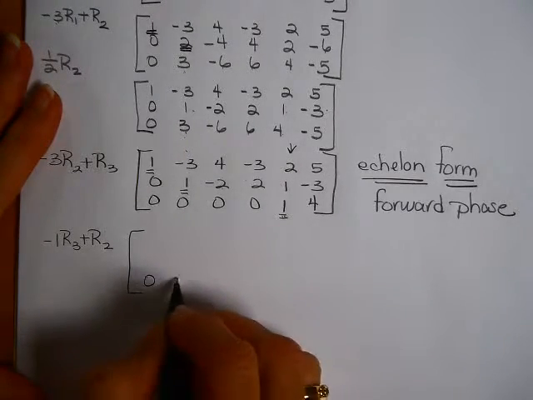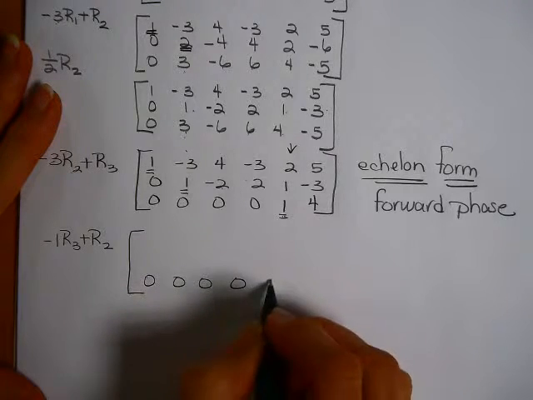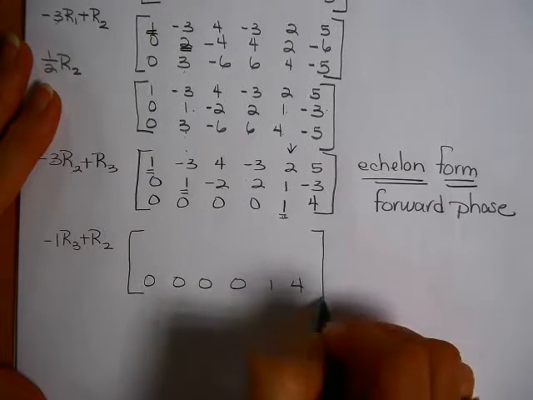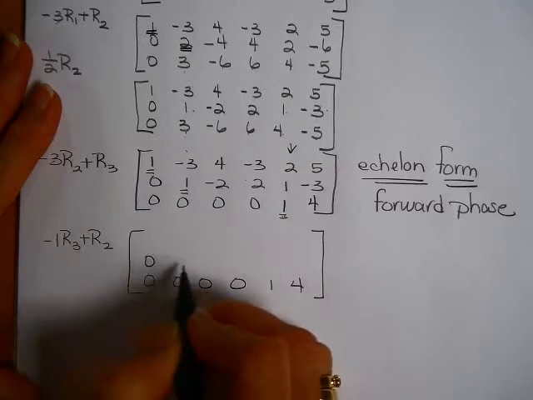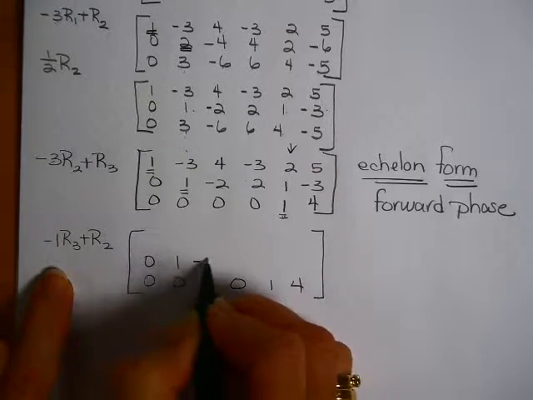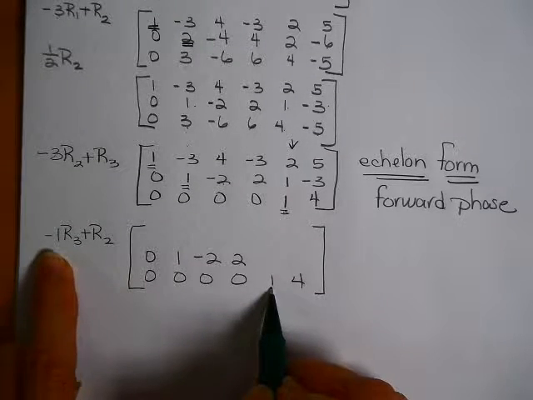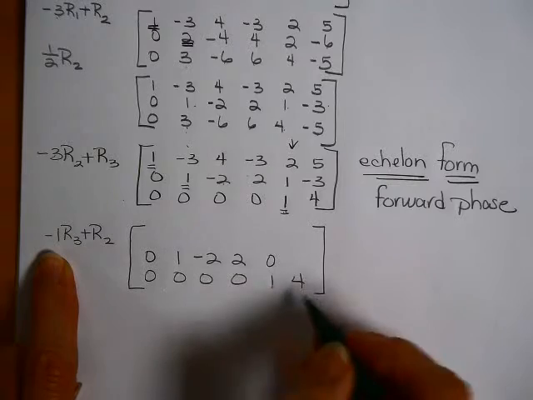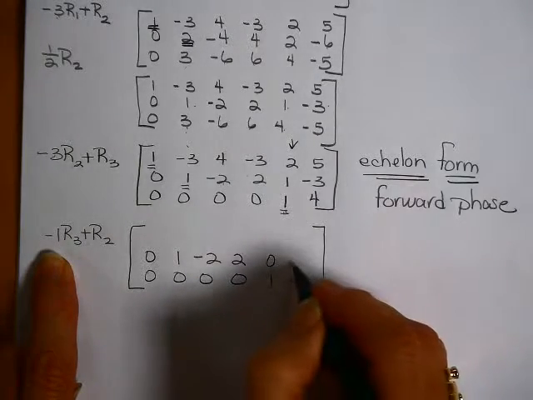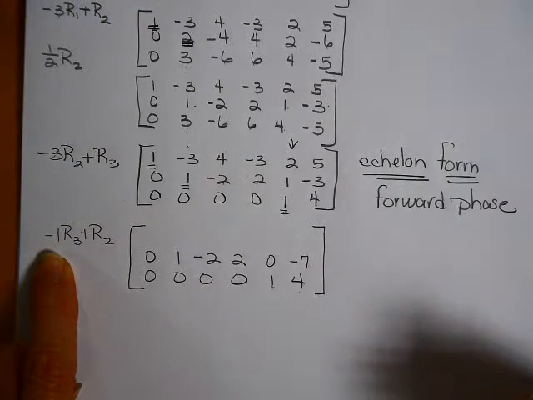All right, so 0, 0, 0, 0, 1, 4. 0, 1, -2, 2. Nothing changes until I get down here. -1 and 1 is 0. -4 and -3 looks like -7. Okay.